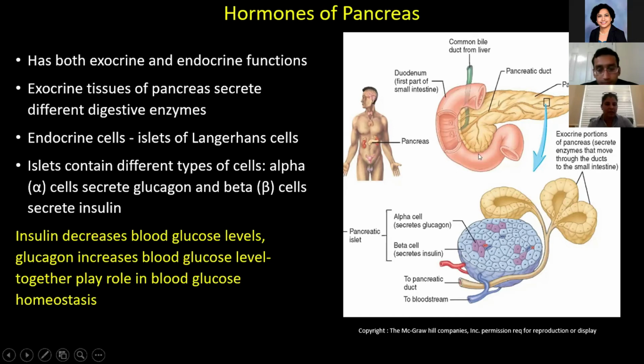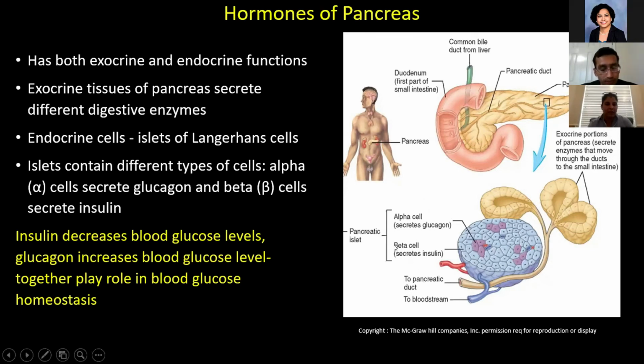Now remember, if you take a part of it and see it in the microscope, this is called the pancreatic islet, okay? It's called the islet of Langerhans, or simply islet. And these are the other glands which produce the digestive enzyme, which goes through the duct into the intestine. So this is the islet of Langerhans. The islet has the beta cells and the alpha cells.